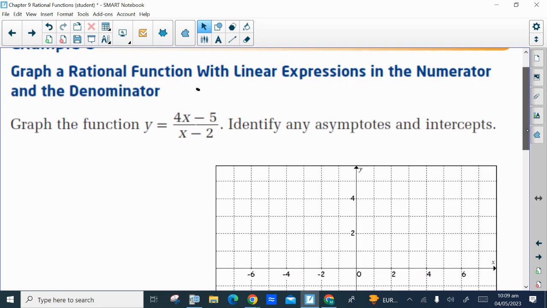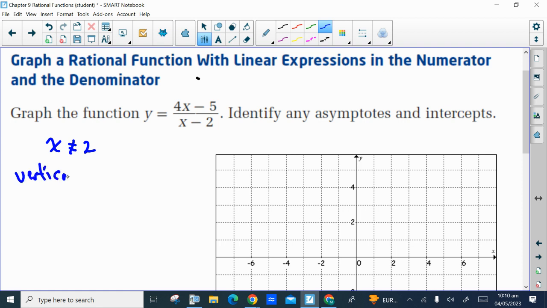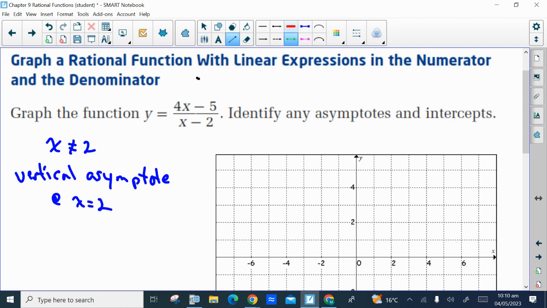So the first thing is that your vertical asymptote is found exactly the same way, and that is from your non-permissive values. Because you have a denominator of x minus 2, we'll have a restriction on x that x cannot equal positive 2. So that's where our vertical asymptote is, at x equals 2. So we can put that in there.